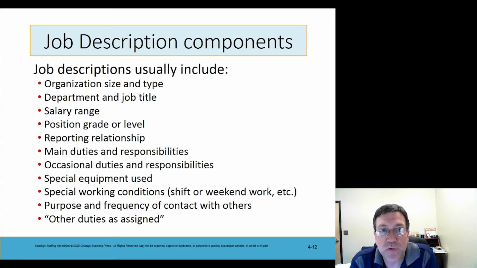The purpose of contact with other people, the frequency of contact with other people, and there's almost always, and there should be if there's not, a statement at the end of the essential functions that says something to the effect of other duties as assigned. And for this class, we're going to have an even more specific statement that we put on our job description that also deals with not prohibited by law or unethical or things like that, because other duties as assigned could be so broad that we ask people to do things that are not ethical or whatever.